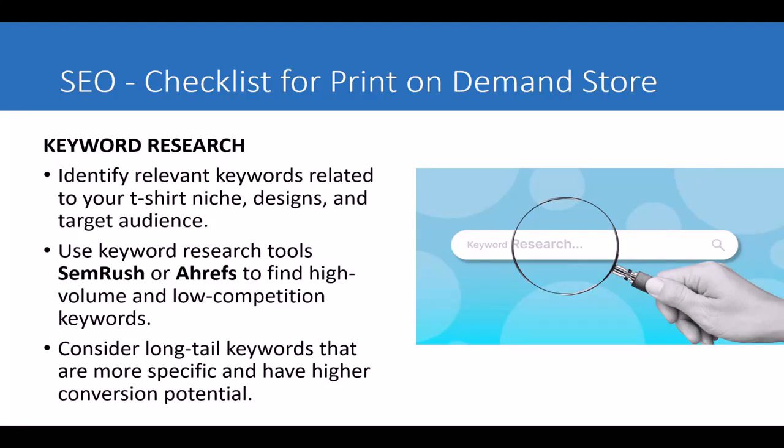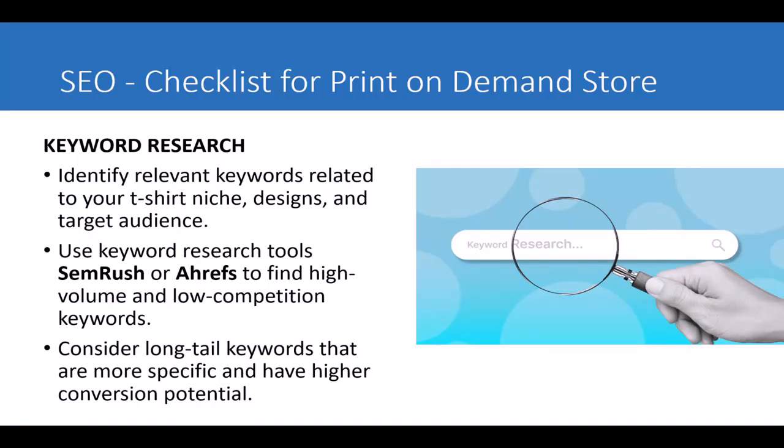For keyword research, you have to identify relevant keywords related to your t-shirt niche, your designs, and your target audience. Without this research, you cannot optimize your products, your product descriptions, and your product titles to reflect these keywords, or to have these keywords contained inside them. These are what help push your designs on Google. These are what help your designs appear in search engine results, basically on Google.